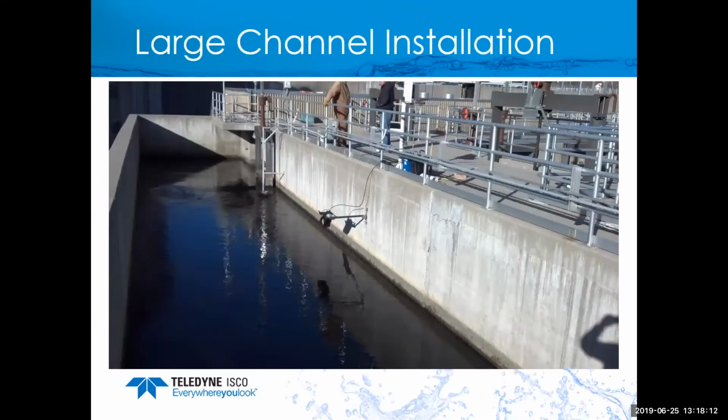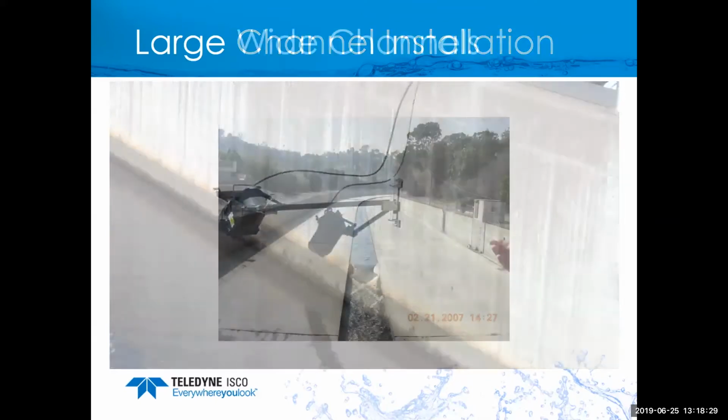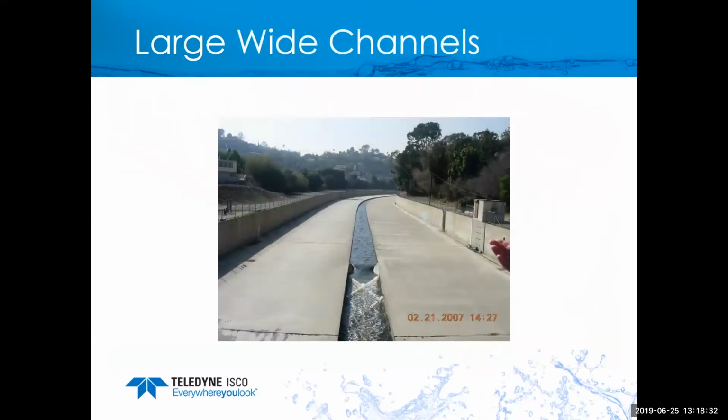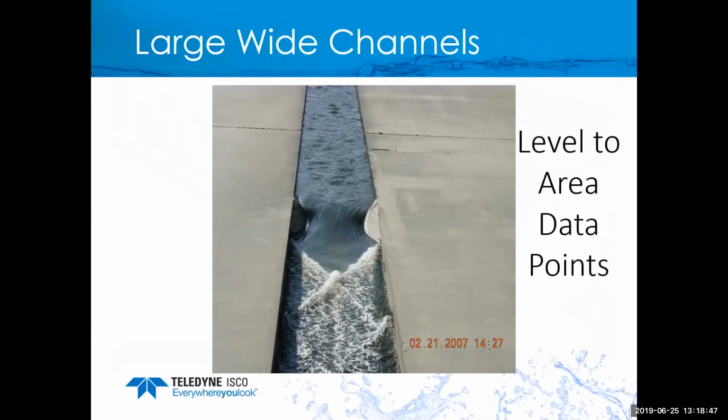This is a large channel installation. This is another one where we get asked, well, how many sensors do I need? Well, if your flow is uniform, you can get by with probably one. If you have non-uniform flow, you might want to put one on each side and just split the channel in half. So this one was another one. This was an irregular shaped channel in California. Normally they just have water in that trough. And this doesn't look, I don't think, like a weir or a flume, but it's some sort of a way to try to control that flow. But what we did with this is we just did level to area data points, and we're able to read the entire flow range from low flow to high flow.